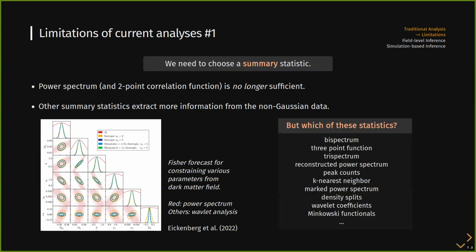That's great, but the question is this. This is actually an inexhaustive list of all the summary statistics that people have proposed to do only galaxy clustering analysis in the last 10 years. Which of these do you want to use? And even if you use all of them, how much information is still left behind on the table? We do not know the answer to these questions.